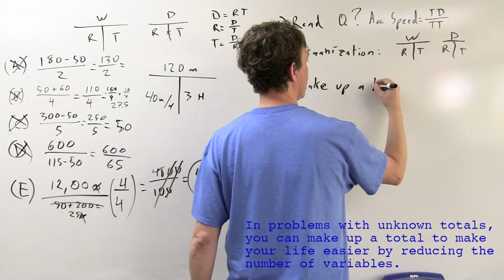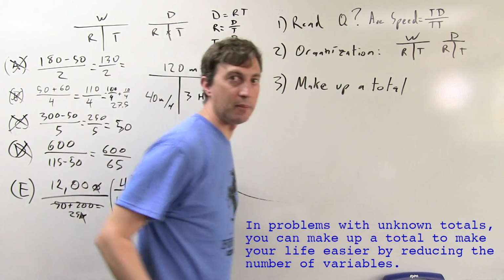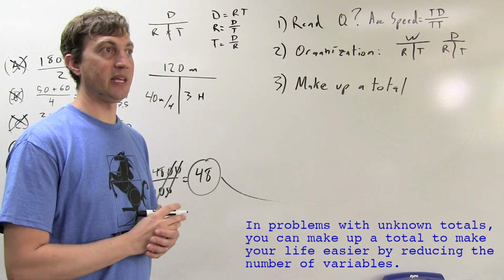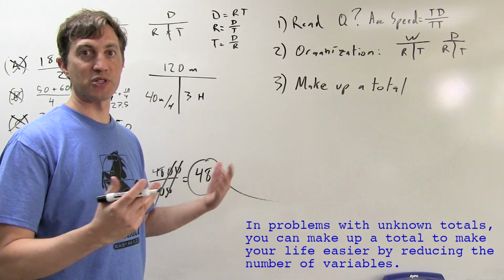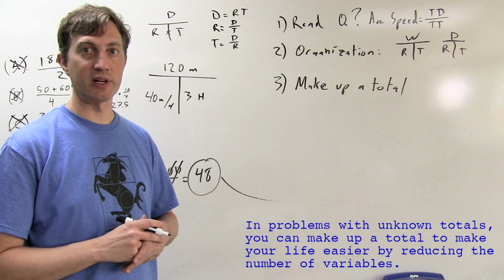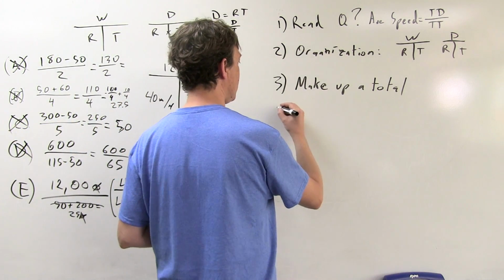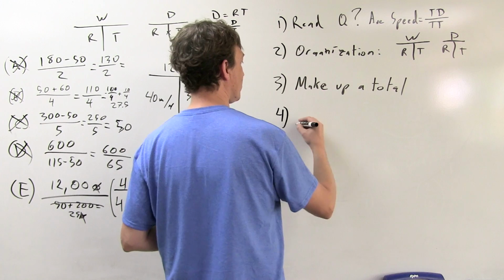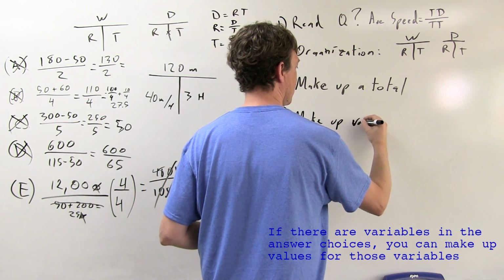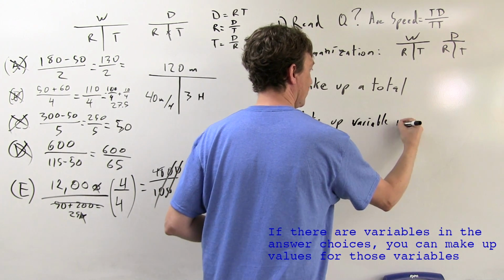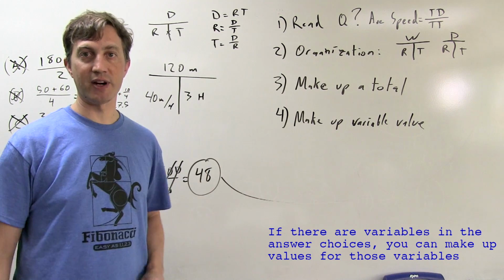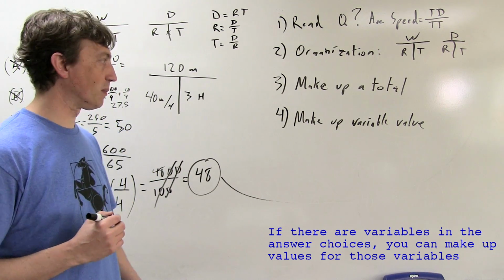If there's a total and it's not mentioned, there are a lot of times where you can just make up a total because the answers are just fractions or percentages or in other ways functions of that total. This happens a lot in work rate problems. It's going to make things easy. And tool 4 or step 4, make up a variable. If the variable shows up in the answer choices, you can make up that variable and you can just check them for a match.